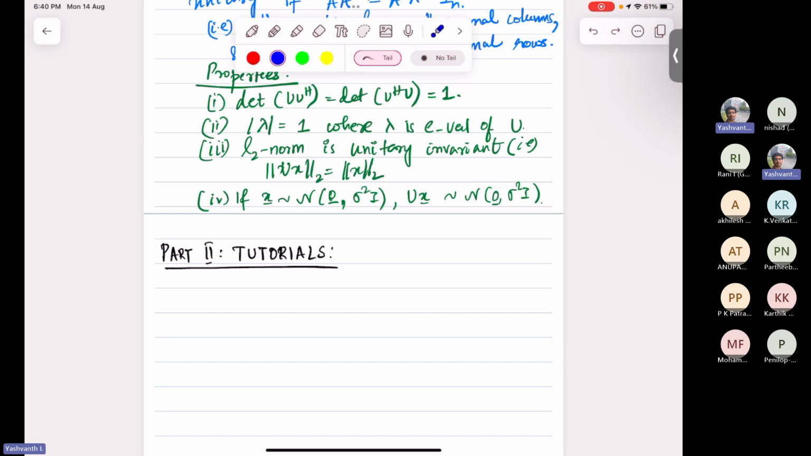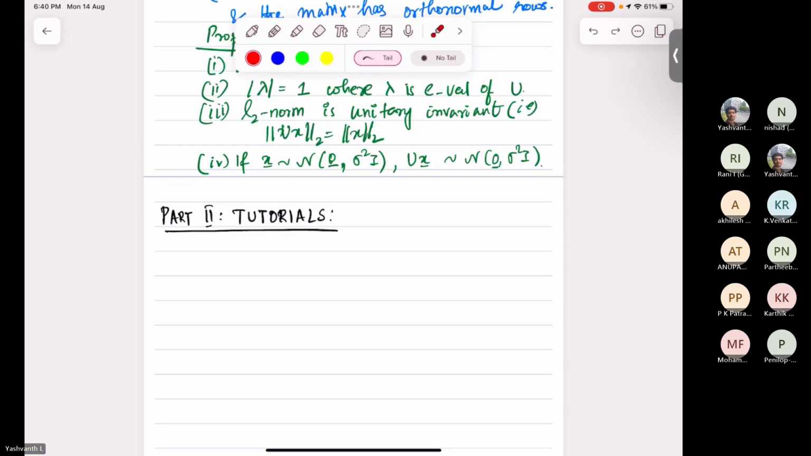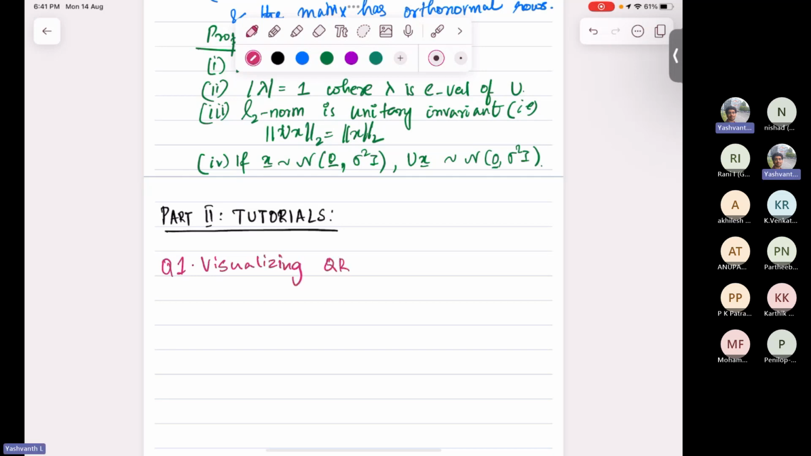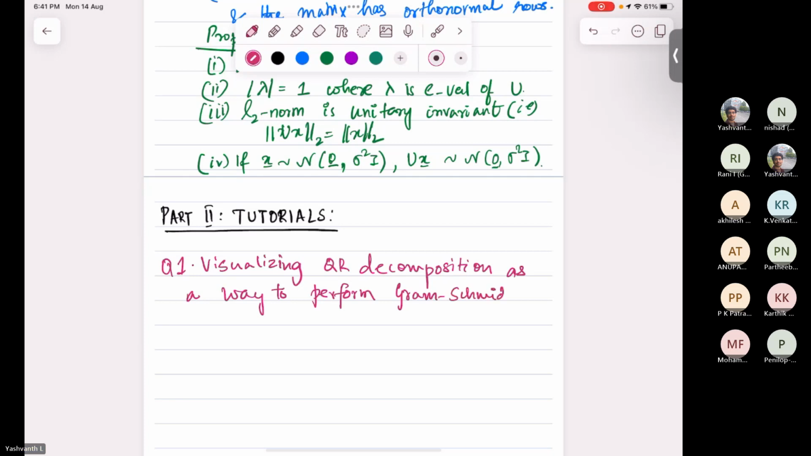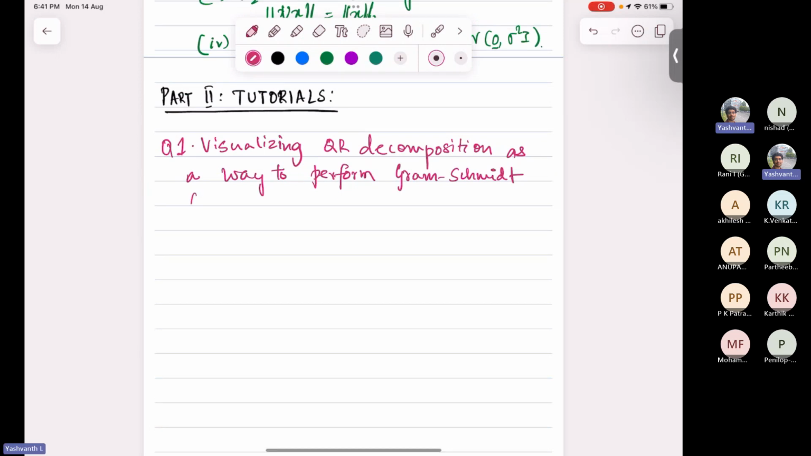So the first question for today is visualizing QR decomposition as a way to perform Gram-Schmidt orthogonalization.